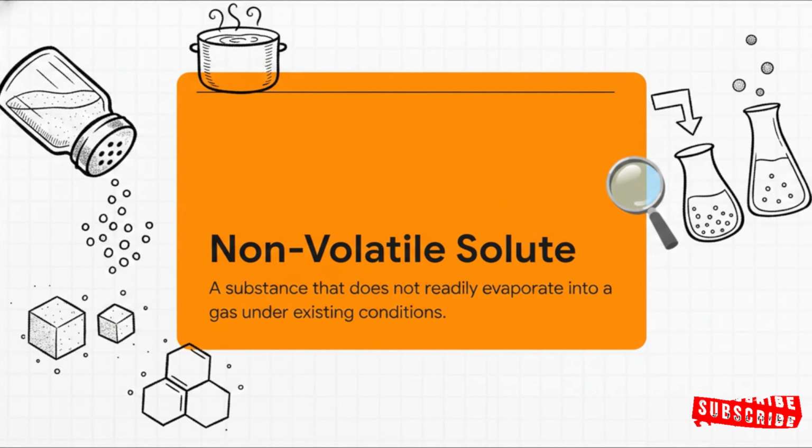Before we go any further, we need to quickly lock down what a non-volatile solute is. Simply put, it's a substance that does not readily evaporate into a gas under existing conditions. Just think of everyday stuff like table salt or sugar. We need this definition because it unlocks one of the most powerful control mechanisms in all of physical chemistry.